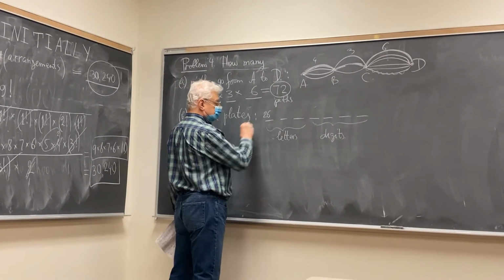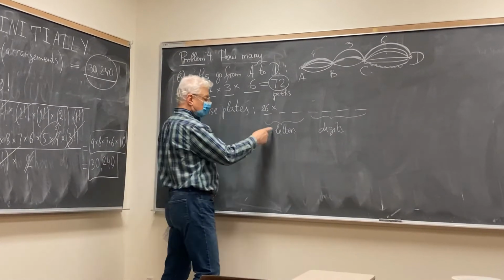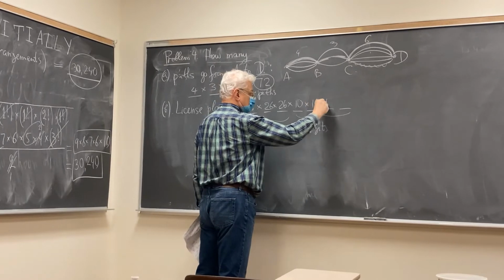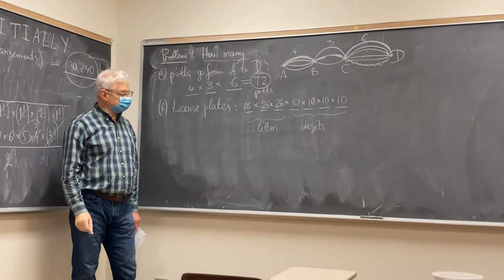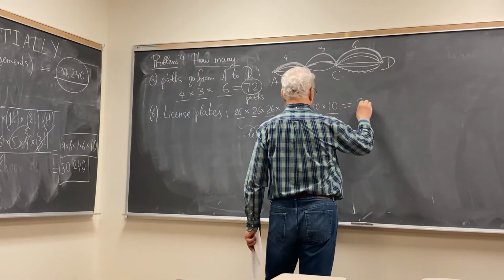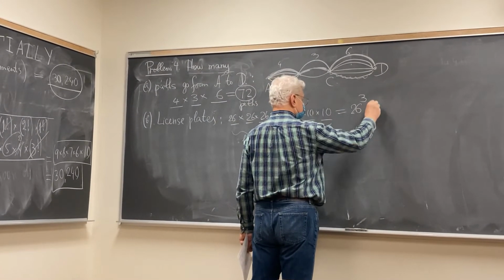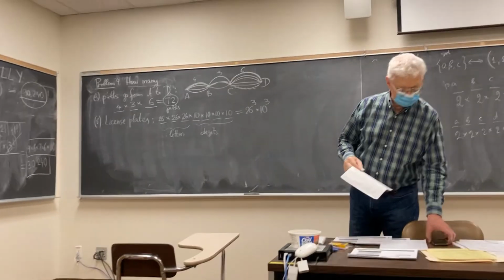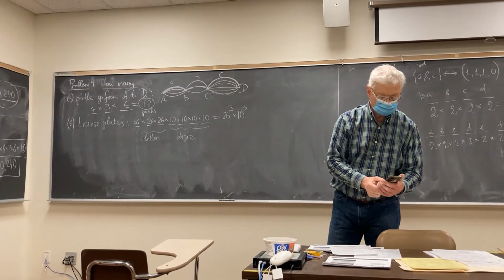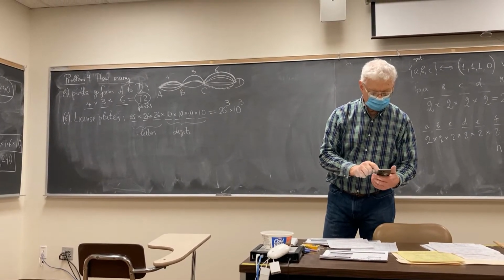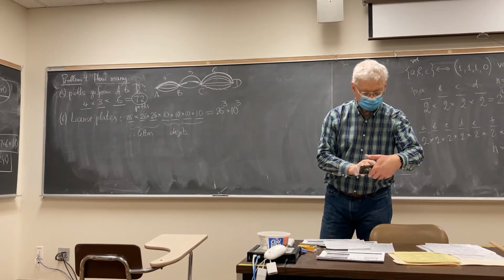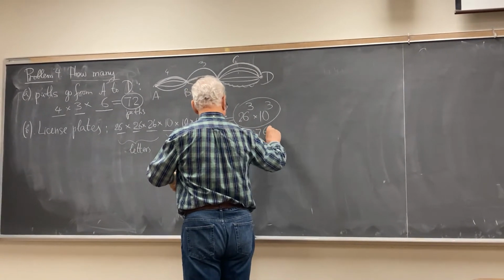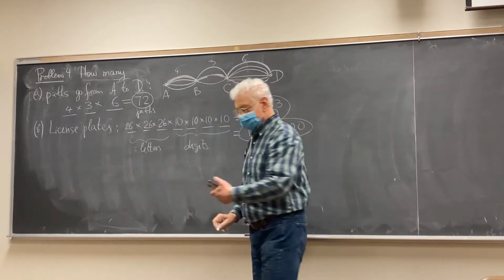On the first position you can use one of the 26, A, B, C, D up to Z, then independently 26 for the other, then 26 for this one, but for digits you have 10, 10, and 10. And then you have to multiply. So the total answer will be 26 multiplied 3 times by itself, so 26 to the power 3 times 10 to the power 3. I cannot calculate 26 cubed in my mind, so let me calculate. Okay, 17,576, and then we have to write 3 zeros. So many license plates, 17 million.